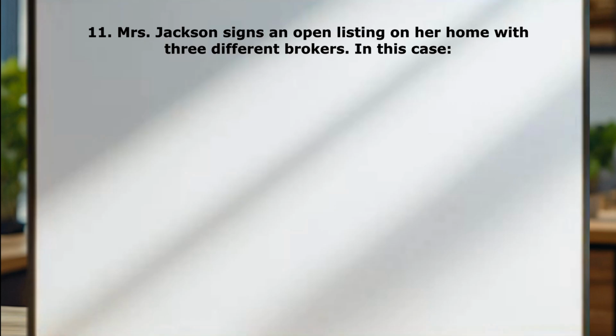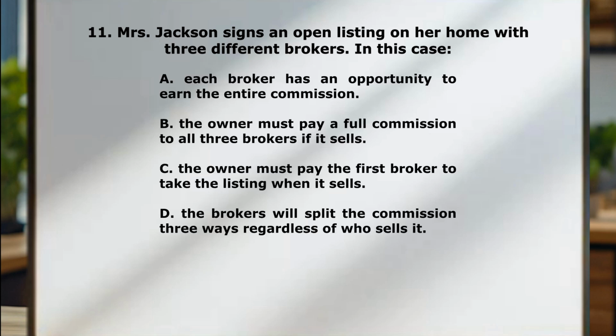I've had such a good time going over these questions with you that I want to give you one bonus question. Question number 11. Mrs. Jackson signs an open listing on her home with 3 different brokers. In this case, A, each broker has an opportunity to earn the entire commission. B, the owner must pay a full commission to all 3 brokers if it sells. C, the owner must pay the first broker to take the listing when it sells. D, the brokers will split the commission 3 ways regardless of who sells it. Mrs. Jackson, playing the field.